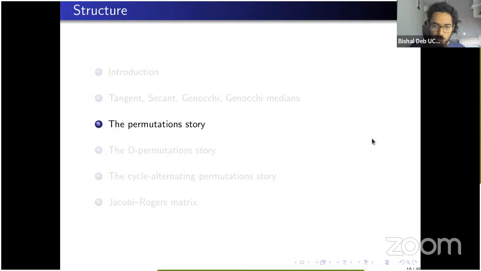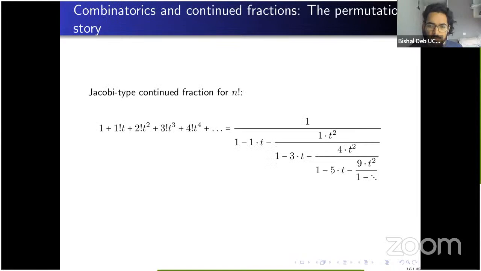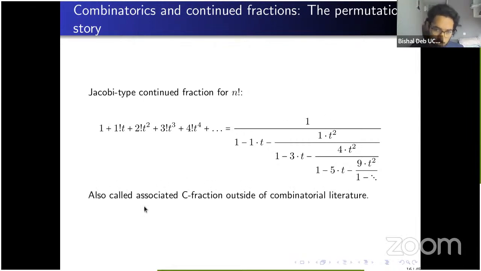So now, before going into the story of D permutations, I would like to talk a bit about the story of permutations and the linear story. So continued fractions for permutations have been found and studied by various people over the years. Earlier I described what a Stieltjes type continued fraction is. Now I'm going to talk about something called a Jacobi type continued fraction, also known as an associated C fraction outside of combinatorial literature.